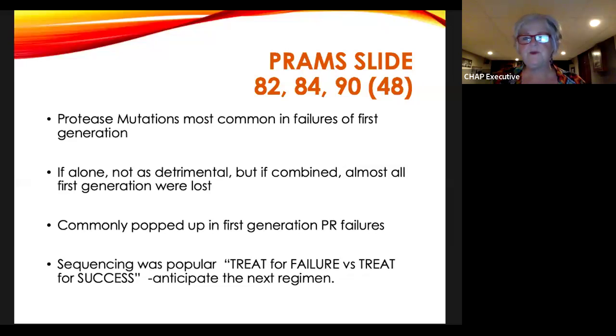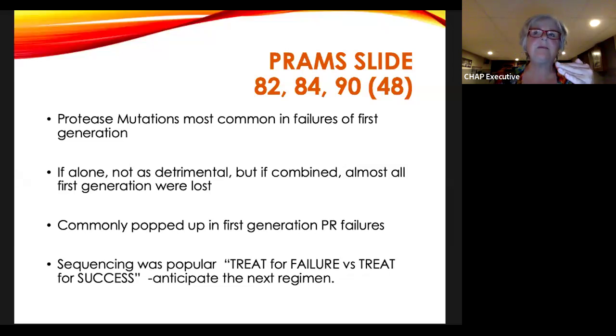And those 82, 84, 90, and 48, I'm going to put them here, and we're going to call those PRAMs, or protease resistance analog mutations. It's an old terminology, but these are most common in failures of the first generation protease inhibitors. So prior to darunavir, okay? If they're alone, they're not as detrimental, but if they're combined, you lose almost all of the first generation drugs.